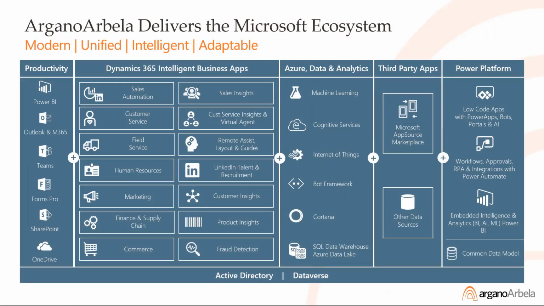So one of the things that we really like to drive towards here at Argano Arbella is how can we integrate or mesh together all the different components within the Microsoft ecosystem to help drive impact for our customers. Now, what we're going to be looking at today is how the productivity suite, specifically Exchange, Outlook, and Microsoft 365, can work with the Power Platform, leveraging Power Apps, Power Automate, and AI Builder to integrate or perform activities within the context of Dynamics 365 intelligent business applications.